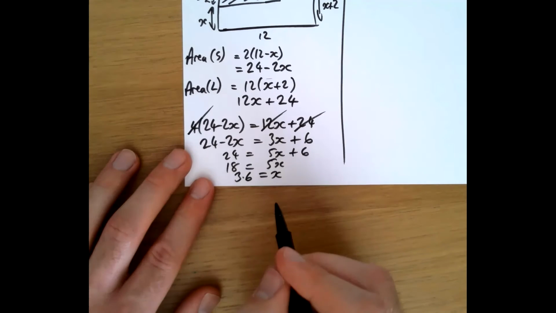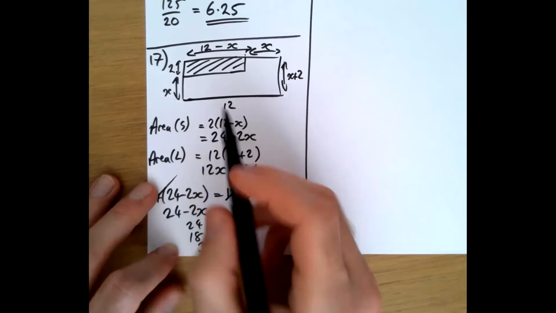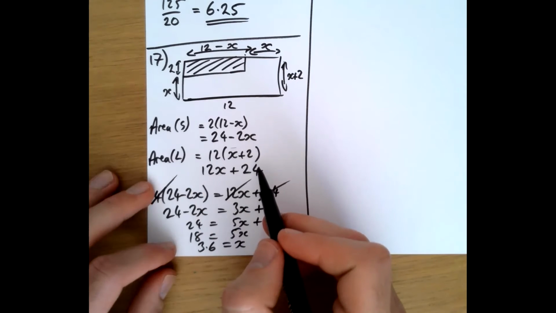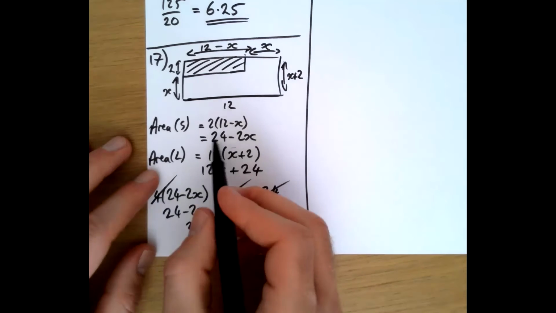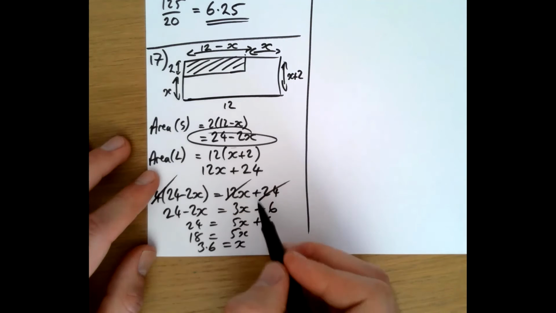So hopefully that one's helped you. Work out the small one, work out the large one. If it's a quarter of the size of the big one, we need 4 little ones to make the whole big one, and then you just solve it as an equation.